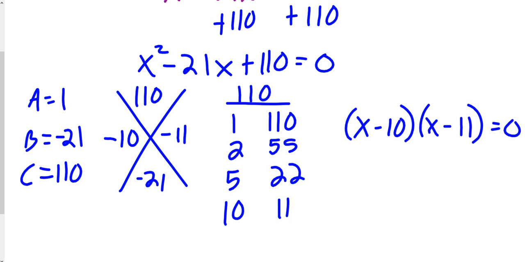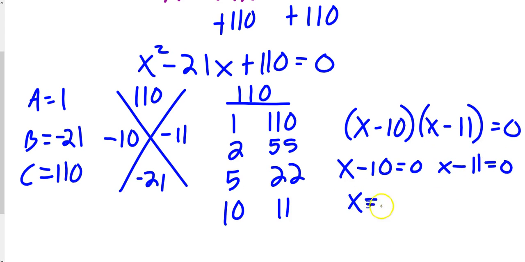And now you can get your answers. Set those each equal to 0: x minus 10 equals 0, x minus 11 equal to 0, and x is equal to 10, and x is equal to 11. And there you go. All done. And again, you don't have to check the answers. Okay? One more problem. Here we go.